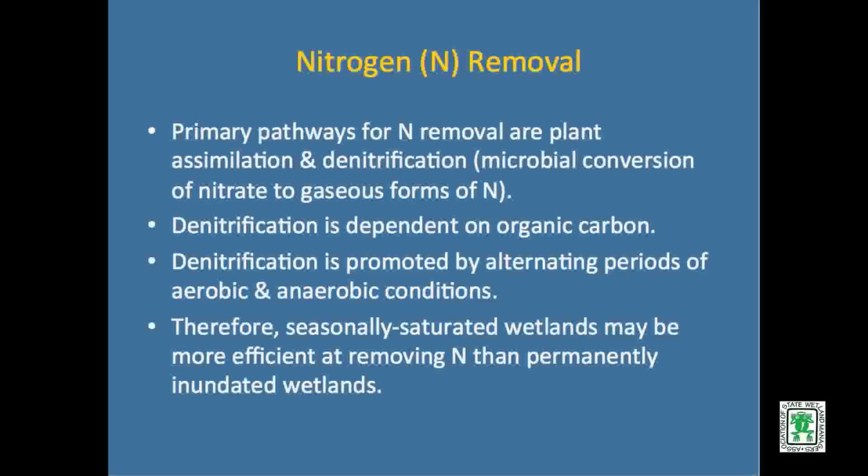The primary pathways for nitrogen removal are plant assimilation and denitrification. Denitrification is the microbial conversion of nitrate to gaseous forms of nitrogen. Denitrification is dependent on organic carbon, which is supplied by root exudates as well as dissolved organic materials. Denitrification is promoted by alternating periods of aerobic and anaerobic conditions. Therefore, seasonally saturated wetlands may be more efficient at removing nitrogen than permanently inundated wetlands.